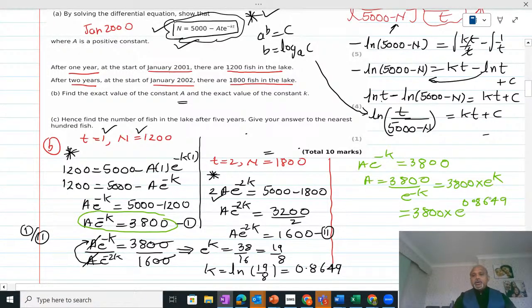See guys, a point to be noted: I am taking decimal 4 places, so that if there is any error, it should not occur at decimal 2 places. It is my suggestion, always go for decimal 4 places. Once you put 3800 times e to the power 0.8649 in a calculator, it gives you 9024.12, and you can round it off to 9025. Is that okay, guys?